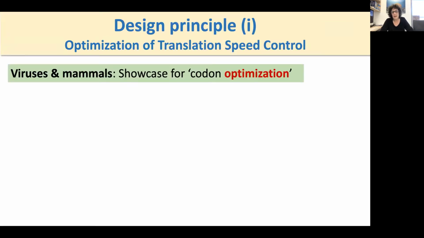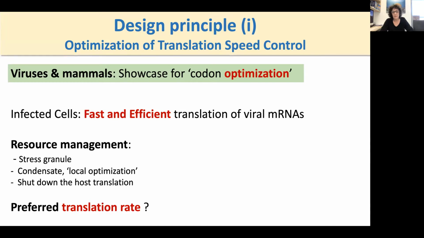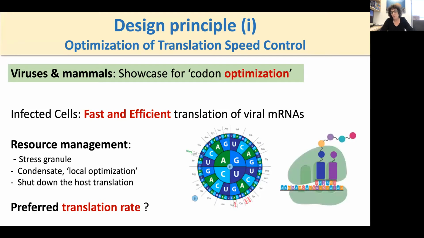So the first design principle talks about optimization. What do I mean by that? We know quite a lot about how translation is modulated by being fast and efficient, and we know that viruses do have to change the state of the cells in order to do some resource management, namely to shut down the host translation and to be able to do their own. So is there any preferred translation rate that we can follow? And this, of course, takes us back to the genetic code.